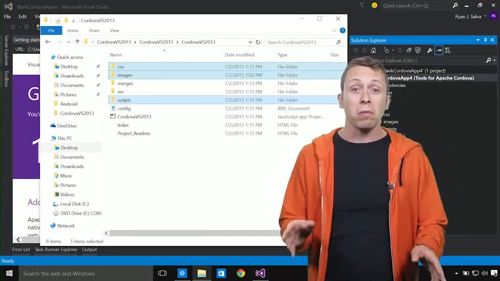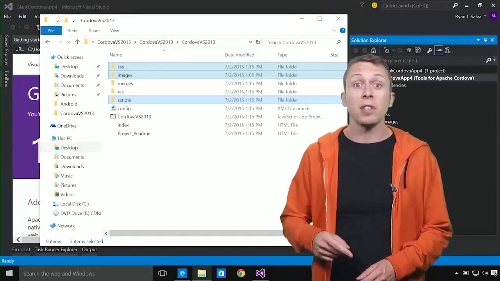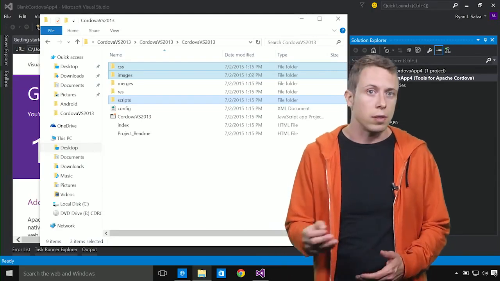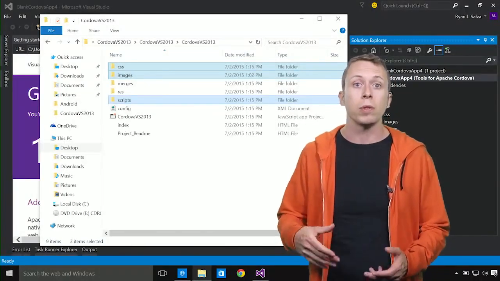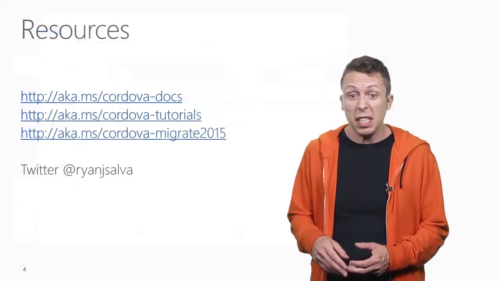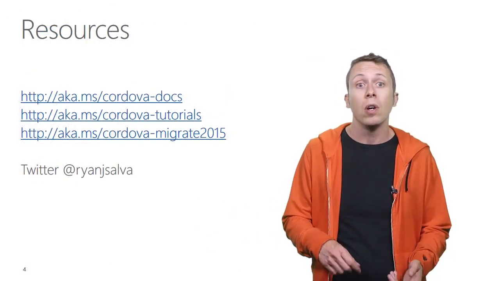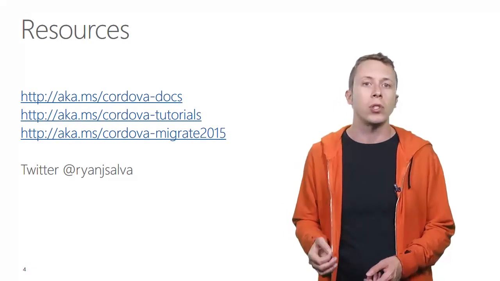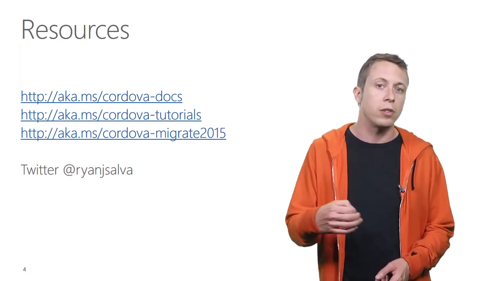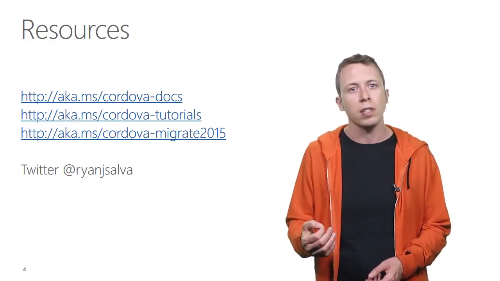So hopefully that was a fun ride and you learned something. If you'd like to learn a little bit more about how to use Grunt, Gulp, Bower, Node with the tools for Apache Cordova, how you'd like to maybe use your ASP.NET website for a Cordova project, or if you'd like to migrate your Visual Studio 2013 project to 2015, check out one of these links.